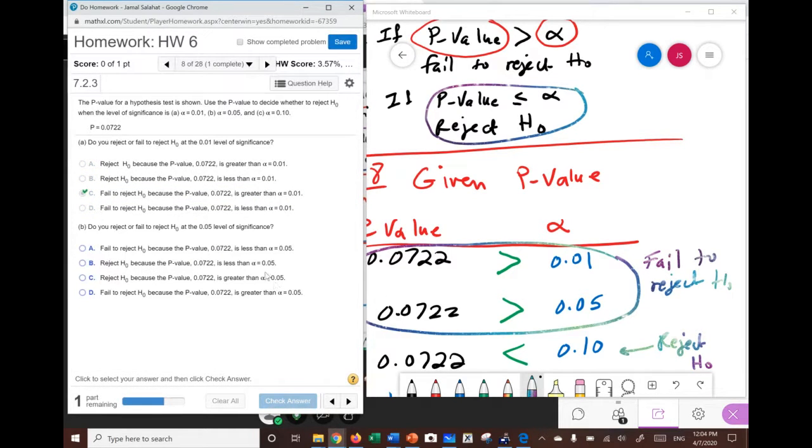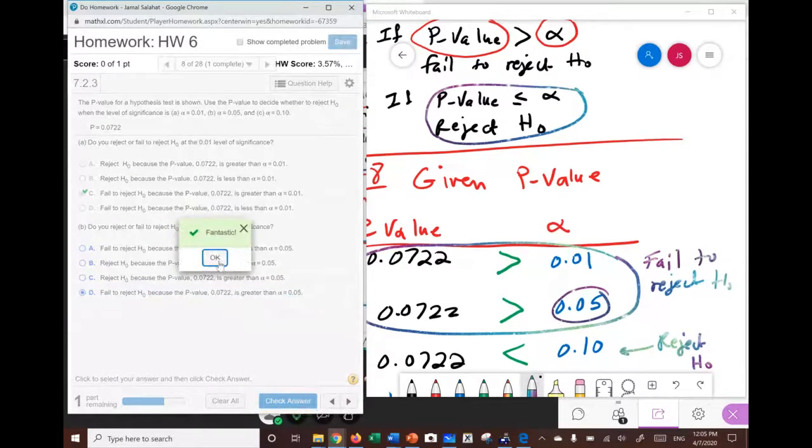Now for part B, they talk about the level of 5%. So for the 5% level here, the 5% is less than 0.0722. So we fail to reject H note. So we're going to say fail to reject H note, which could be A or D. But in this case, we fail to reject because the p-value is greater. So D is selected because the p-value is greater than the alpha. We check the answer. It's correct.